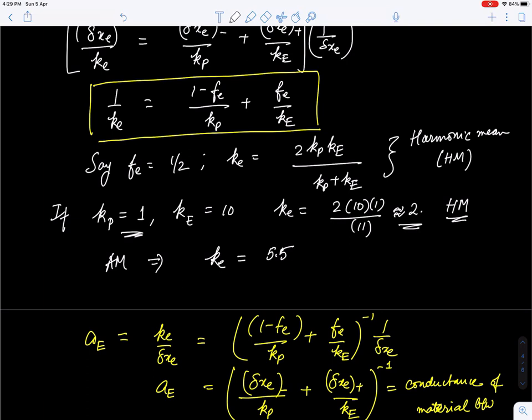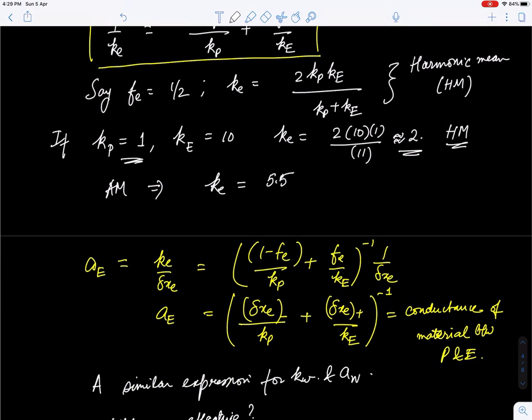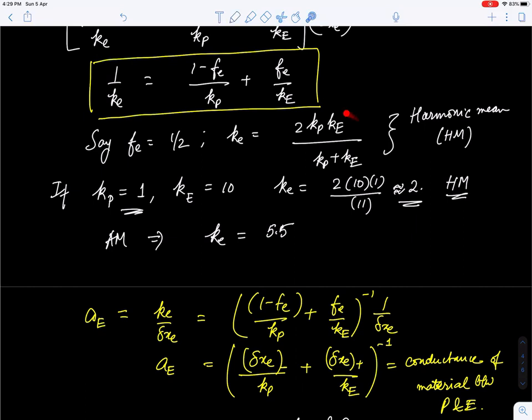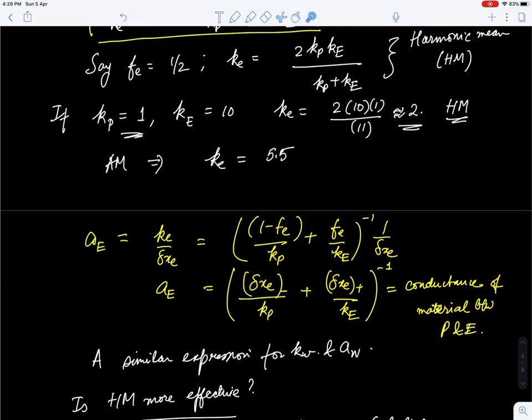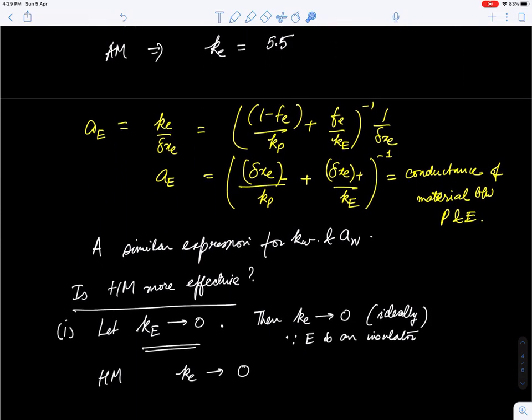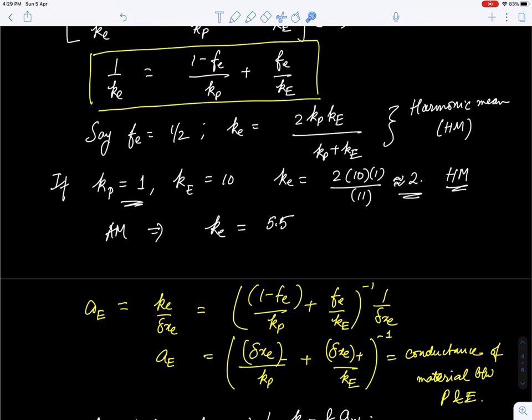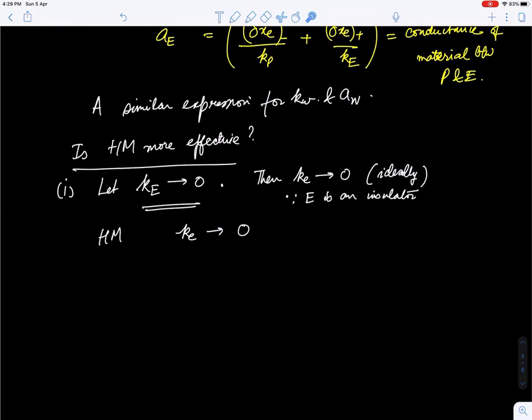If you look at the general expression again, if you invert it, or if you look at this equation itself, if capital Ke is going to 0, then small ke would also be going to 0. But the arithmetic mean will fail, because that will give you a value which may be half of the value at point P.